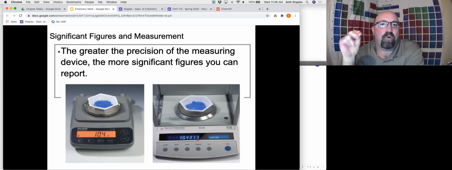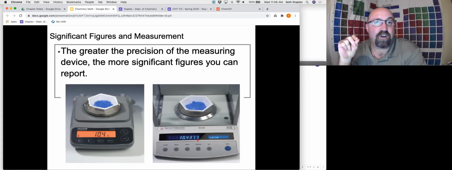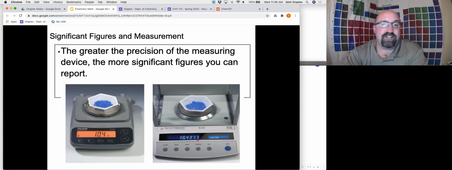We can't report all the decimal points that the calculator gives us, because in doing so, we are representing an accuracy of the measurement that isn't really fair for us to represent, because our measuring device to begin with was not that accurate. And so let's take a peek at an example.